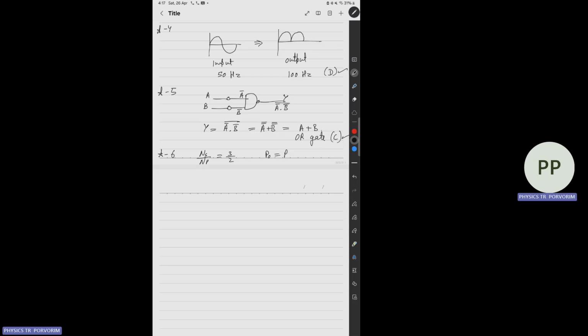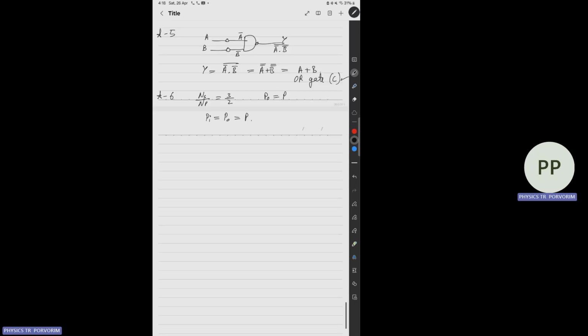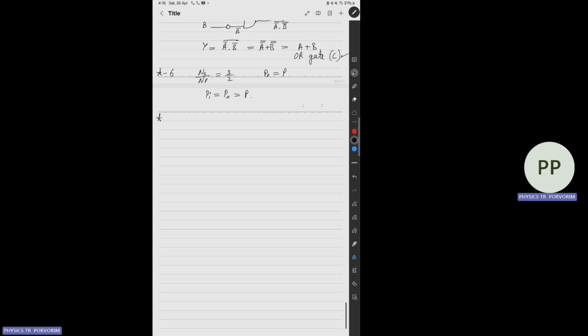So neglecting all the losses, the input power must be... if there is no loss of power or energy, then the input power will be equal to output power. So the power will remain same because the transformer just does one thing. It will step up or step down the voltage, or current can also be changed, but the product will remain same, and product gives us the power.